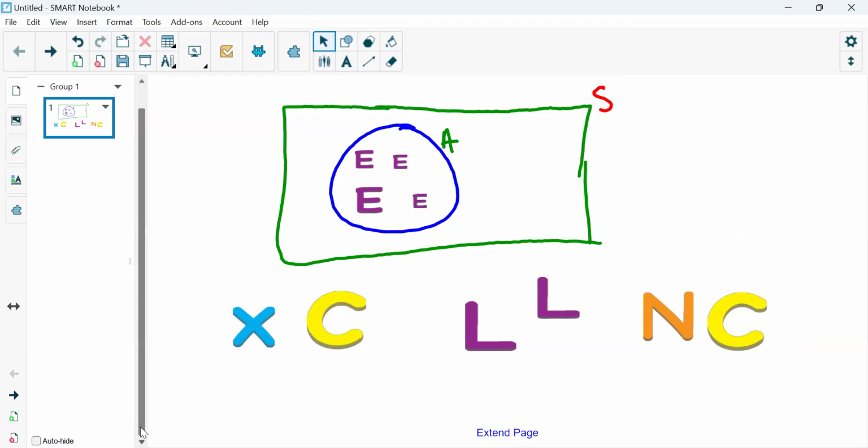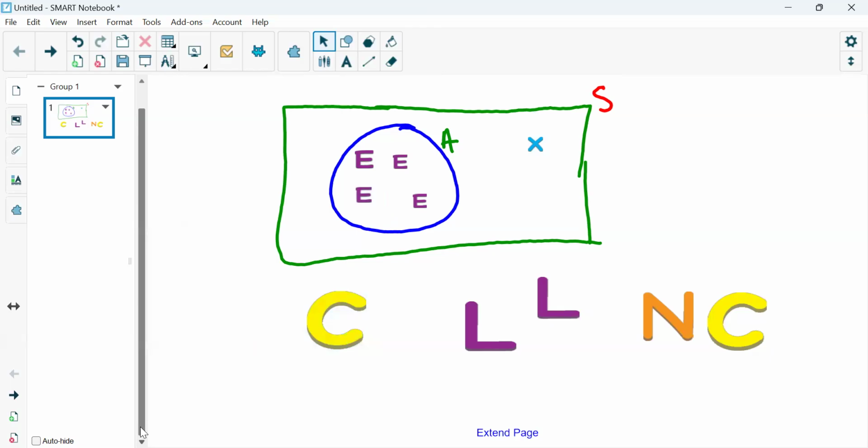Now, where does everything else go then? That's the question that you should ask. Remember, everything should go inside our sample space. Everything else that we didn't use, where is it going to go? We're going to take it and put it outside here. It's not A. It's everything which is not event A, because we're talking about the letter E.